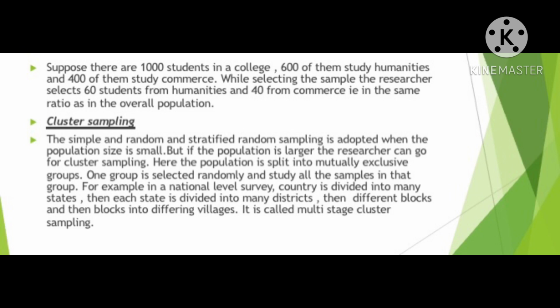While selecting the sample for a research work, we have to select 60 students from humanities. That is based on the ratio. There are more children in the humanities, so we have to select 60 students from the humanities and 40 from the commerce. That is in the same ratio as in the overall population. Whatever is there in the population, that same ratio we have to select the sample. These two methods, that is simple random sampling and stratified random sampling, we are using when the population size is smaller. When the population size is bigger, we have to use another probability method, that is known as cluster sampling.